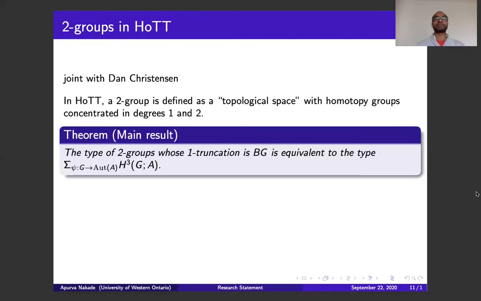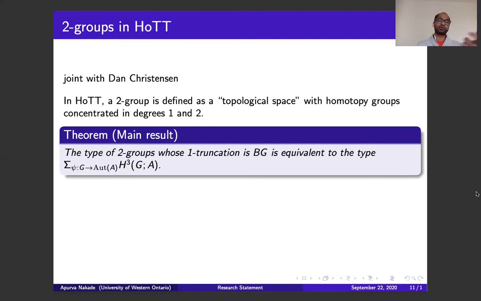Now, in homotopy type theory, a two-group is defined as a topological space, or as a homotopy type, whose homotopy groups are concentrated in degrees 1 and 2. So this is very different from what we saw earlier, where you had a finite group G and cohomology class alpha. But the main result of this project that we show is that this new definition is the same as the old definition. That is, two-groups in homotopy type theory are the same as two-groups in classical theory.